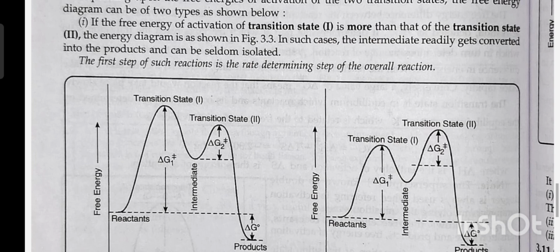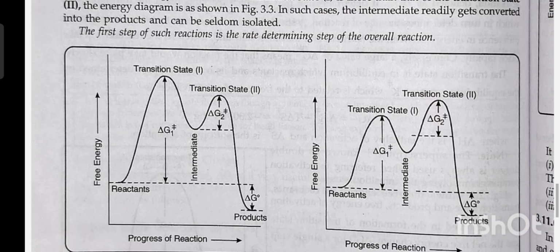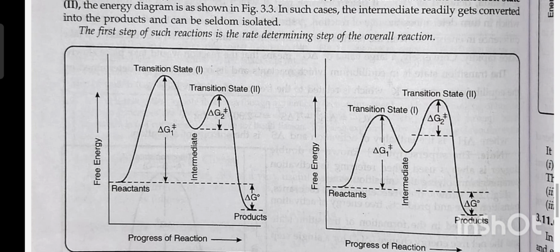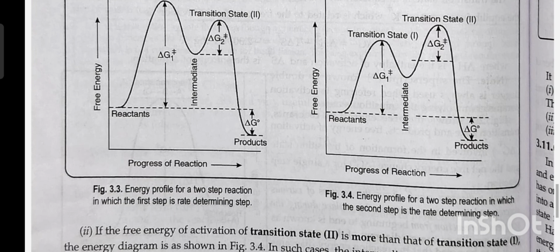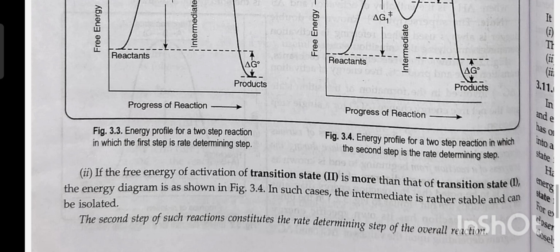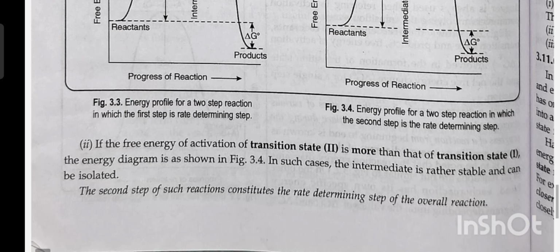In such cases, the intermediate gets converted into the product and can seldom be isolated. The first step of the reaction is the rate determining step of the overall reaction. Figure 3.3: energy profile for a two-step reaction in which the first step is rate determining. Second, if the free energy of activation of transition state second is more than that of transition state first, the energy diagram is as shown in Figure 3.4.